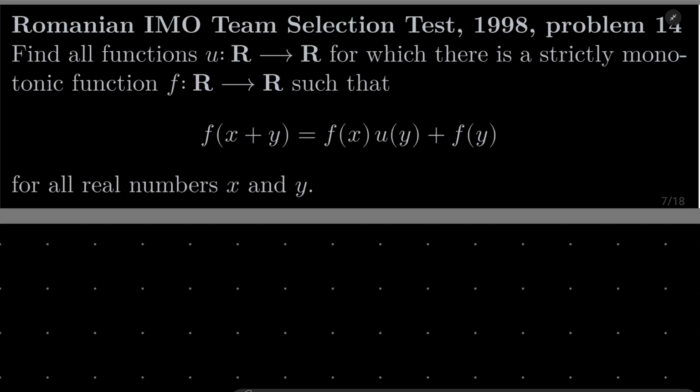Hello friends, in this video I'd like to solve the following problem from the Romanian International Mathematical Olympiad Team Selection Test 1998, problem 14. We want to find all functions u from the set of real numbers into itself, for which there is a strictly monotonic function f, such that f of x plus y equals f of x times u of y plus f of y for all real numbers x and y. So it's a very nice problem from Romania.